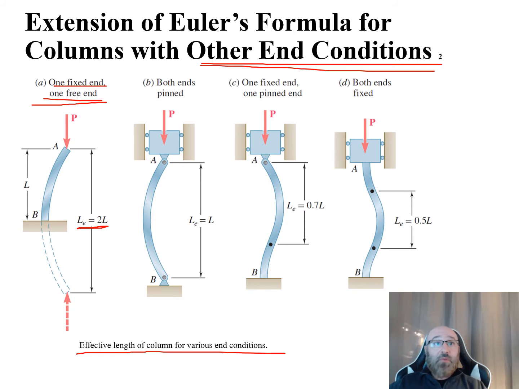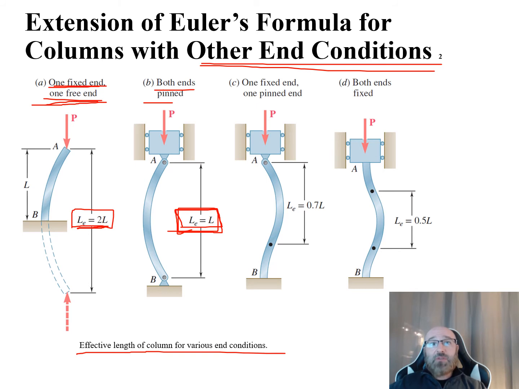So we saw when we went through for one fixed end and one free end, our effective length, L sub E, was going to be equal to 2 times that L. Now if we have both ends pinned, we have this situation right here. That was the case that we started off with, and that was our L sub E equal to L. So our effective length was that L. Those were our governing equations there. That's what we're comparing everything to at this point.